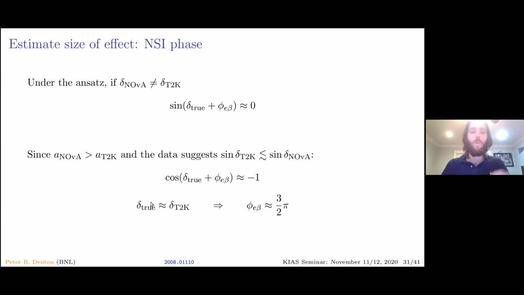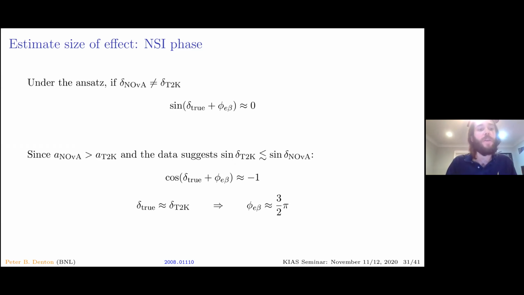And what this means is that, very roughly, again, as I said before, T2K is basically measuring the true parameters, or more so. So you assume that the true value delta is what T2K measured, and then the phase of this new interaction has to be 3 pi over 2. So that's our prediction.